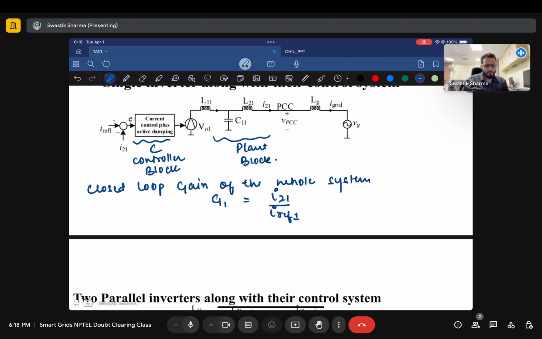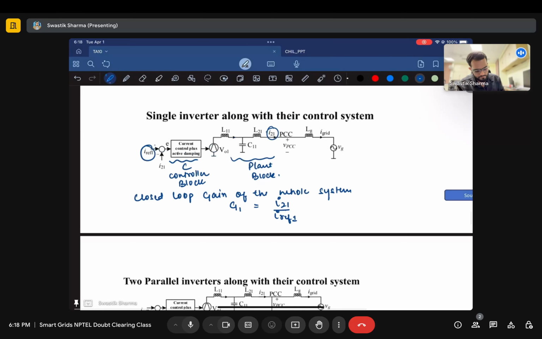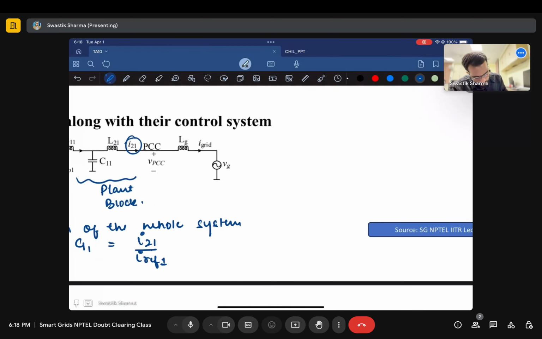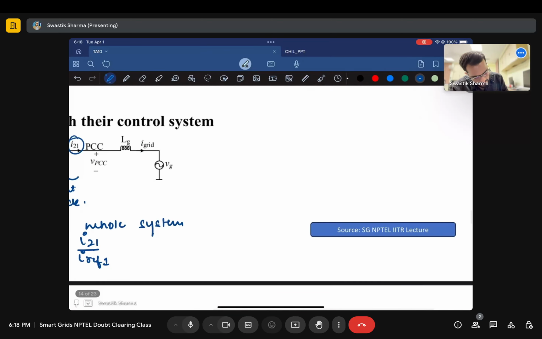So what is the closed loop gain? What we are getting at the output is I21, and what we are giving at the input is I ref 1. Right? Now, how do we get this G1? G1 is nothing but G0 upon 1 plus G0, where G0 is the open loop gain or forward path transfer function.